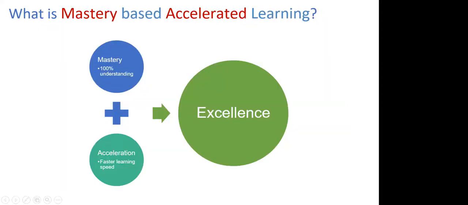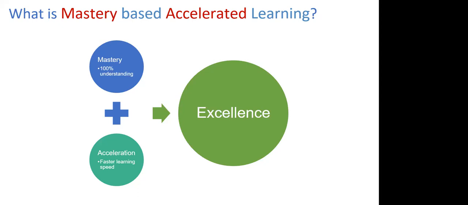So first thing first, what is mastery and mastery based accelerated learning? So mastery is very simple. You are the master of the subject, meaning if you want to quantify numbers, then it means you understand it 100%. Meaning if someone is asking some question in that particular subject, you will score 100%. So that's how mastery is defined.